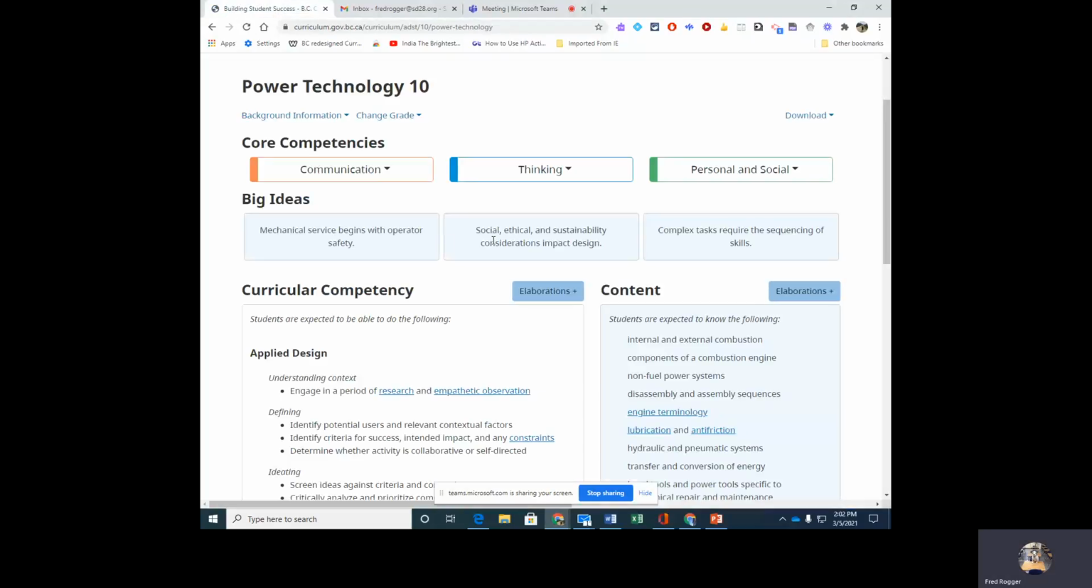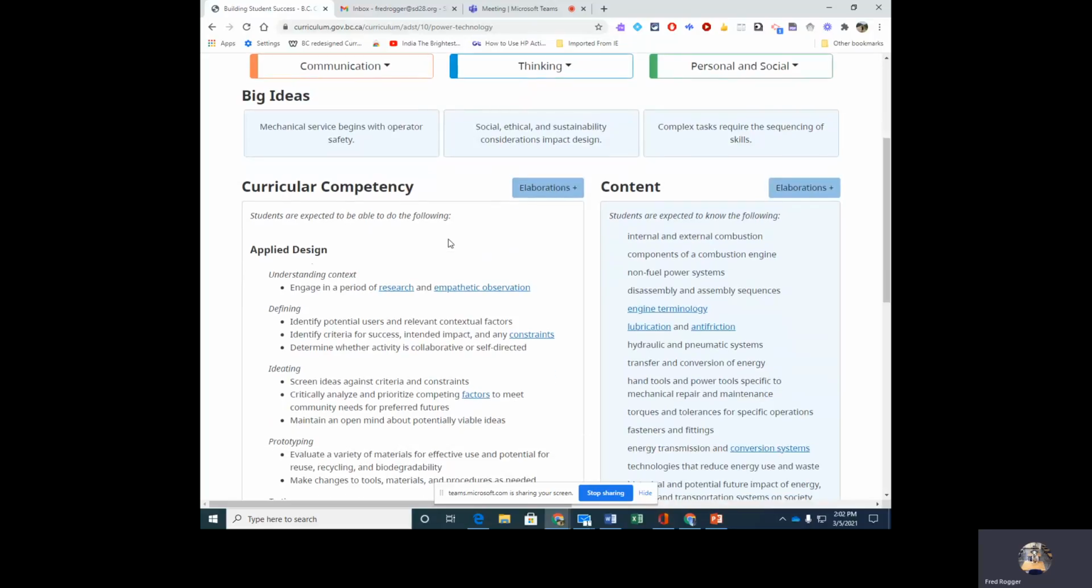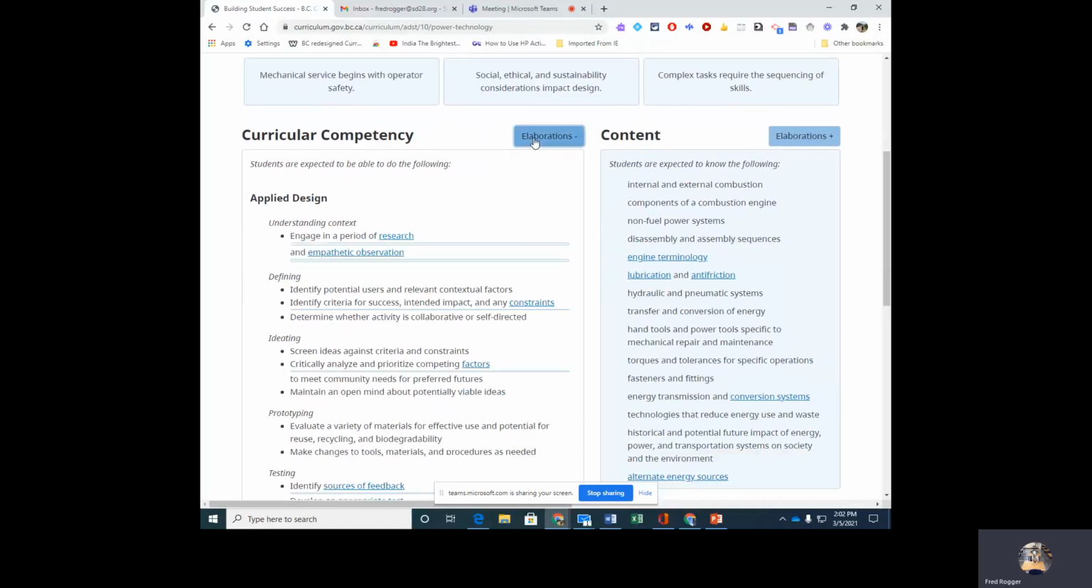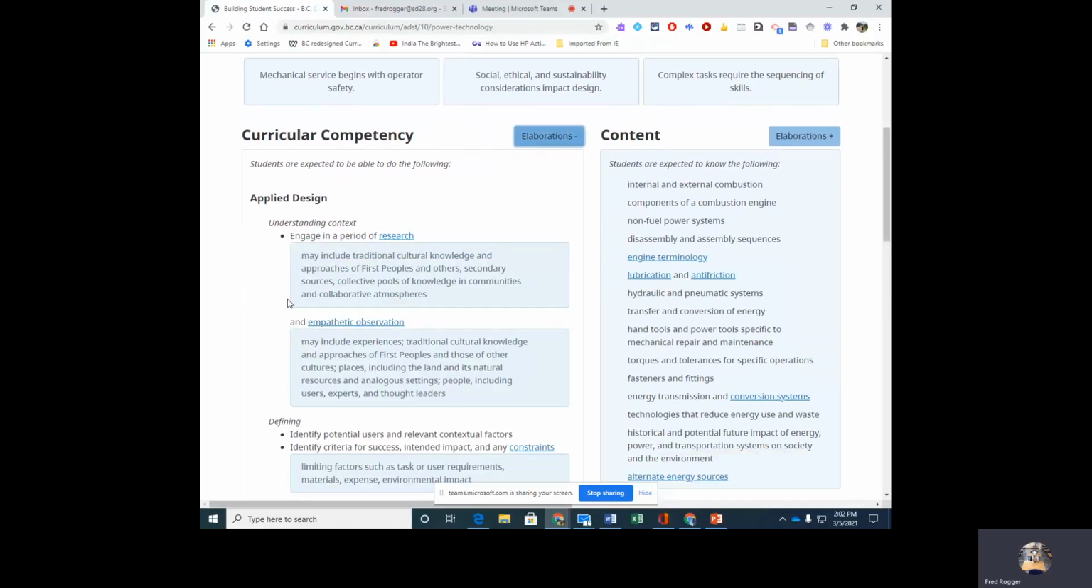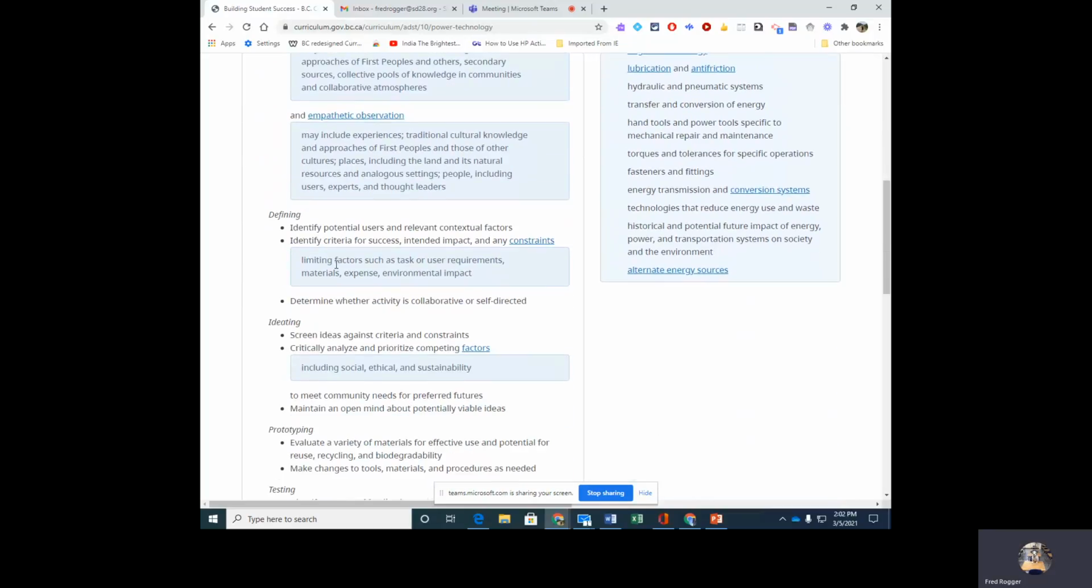So if we look at a classroom, this is a Power Technology 10 classroom. Again, the core competencies are here. The big ideas are here, related possibly to hinge questions if you're working on a question for a particular curricular competency. When you go to the elaborations, which are super handy, you will see the skills that the kids are supposed to be doing in this particular class.